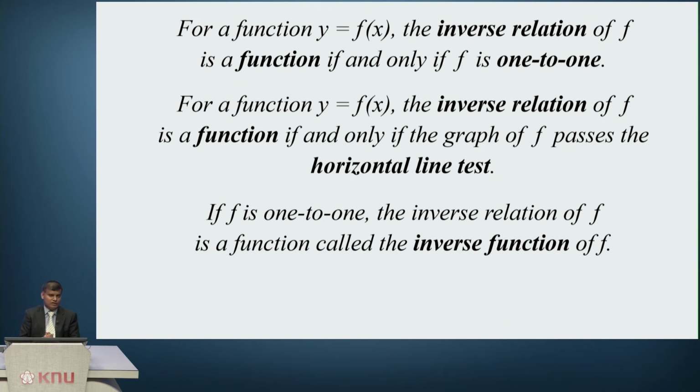For example, for a function y equals f of x, the inverse relation of f is a function if and only if f is 1 to 1. That's one of the important points that we started with in this lecture. For a function y equals f of x, the inverse relation of f is a function if and only if the graph of f passes the horizontal test. We have seen that as well.